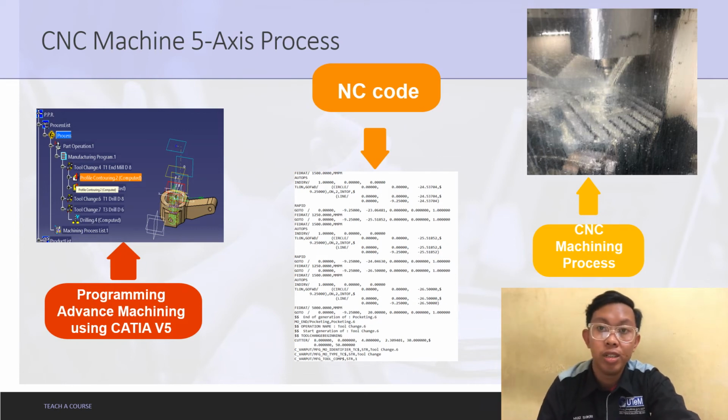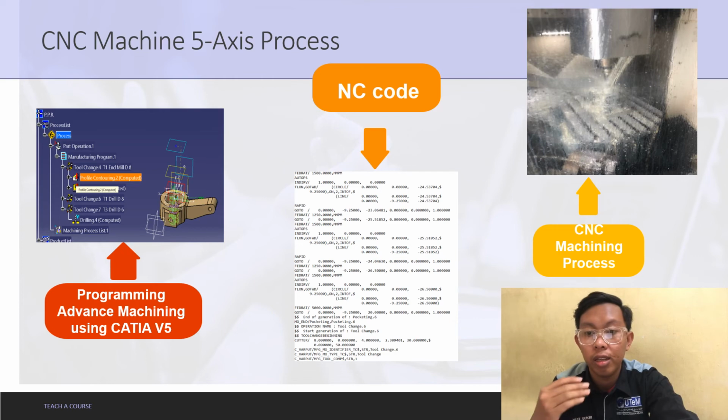Okay, next, the CNC machining, 5 axis. So the next process is to make the hole in the center of the desired product. CATIA V5 was used to program the CNC machining.